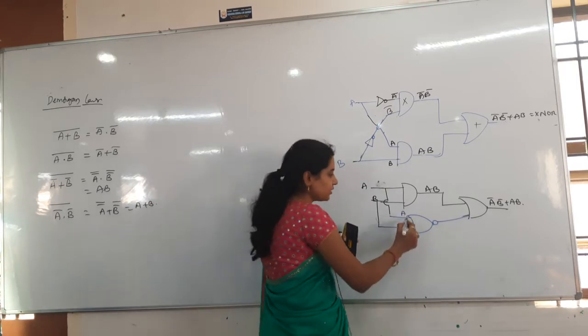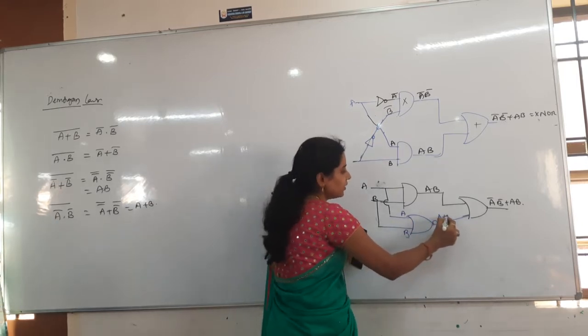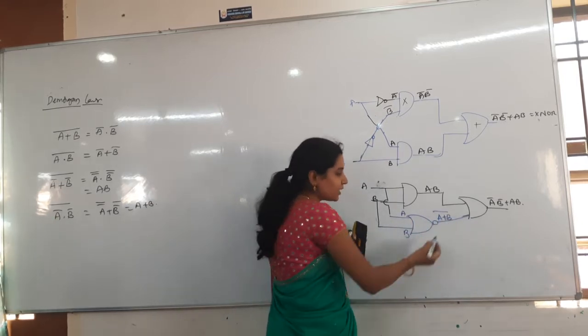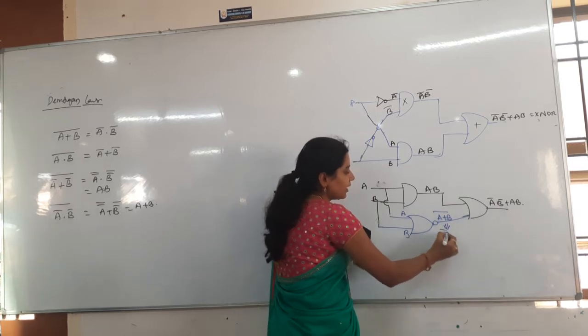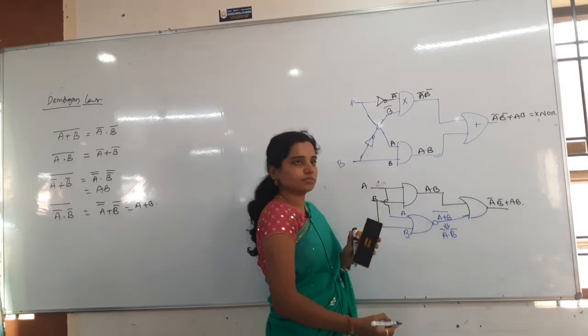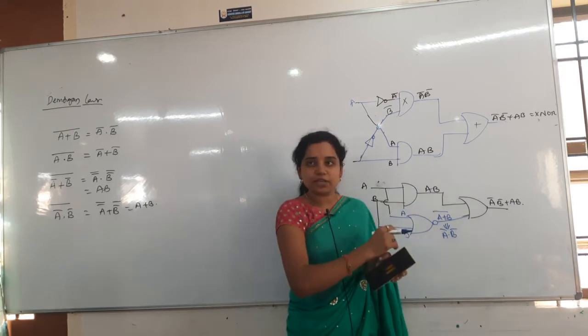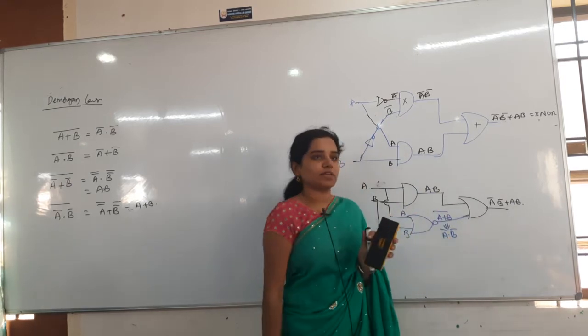So this is A, this is B. What is the output here? A plus B whole bar. A plus B whole bar, what can I write? A bar dot B bar. So AB I got from here, and A bar dot B bar I am getting from here.